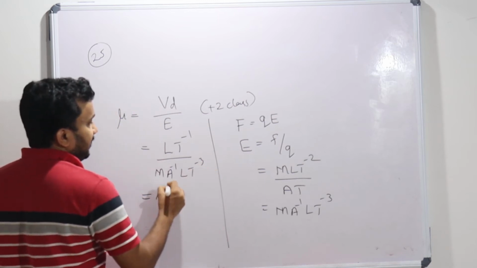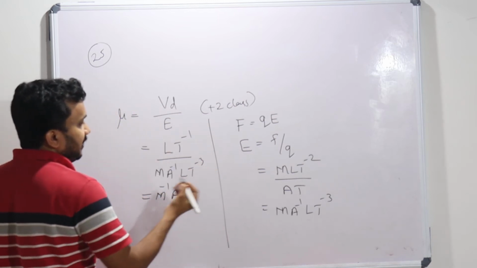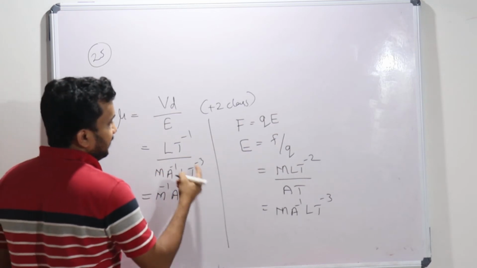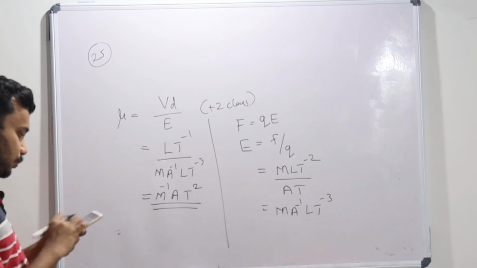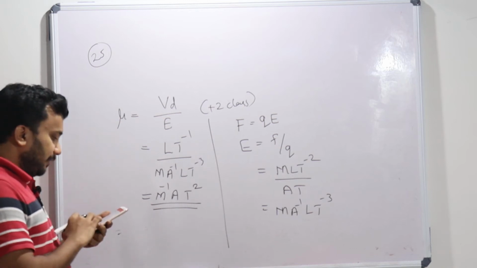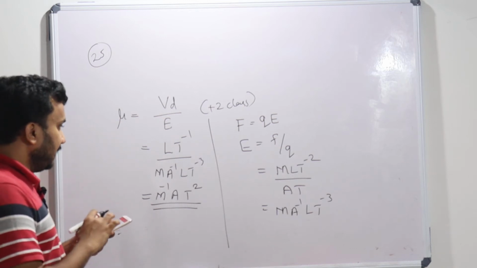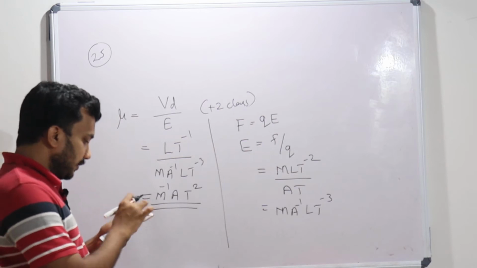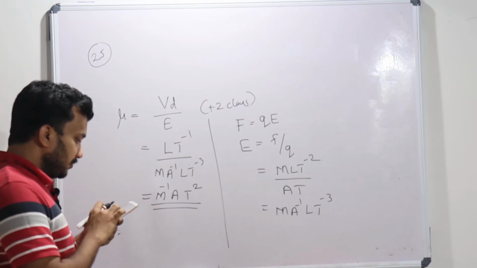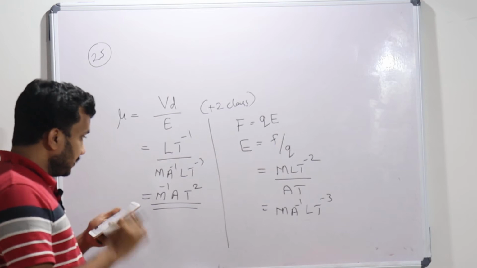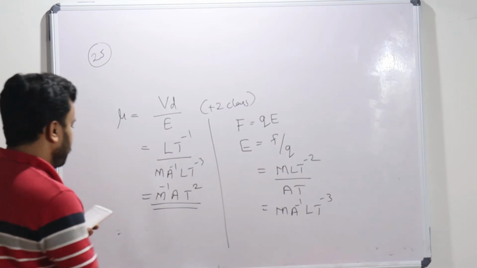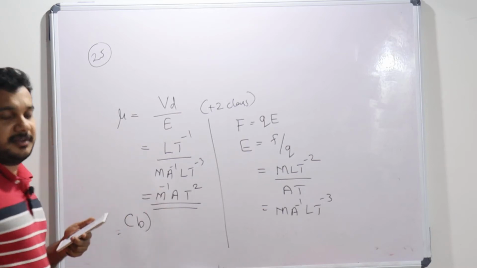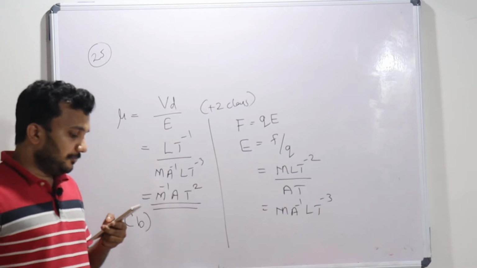So M power minus 1 and A go to the numerator, so it becomes A. L and L get cancelled. T goes to the denominator, so it becomes T squared. So we get M power minus 1, A, and T square. Which option matches? M power minus 1, A, and T square is option B. So option B is the right answer for the 25th question.